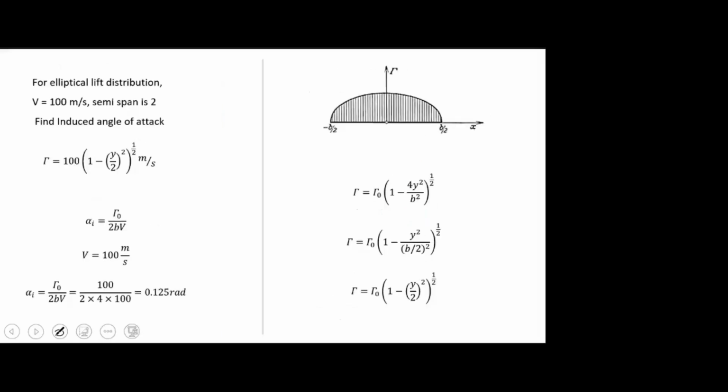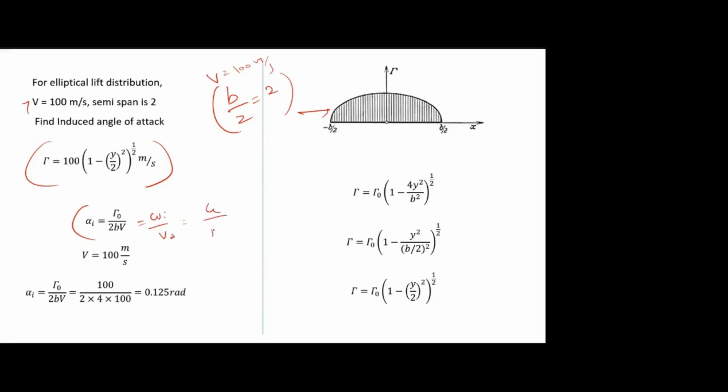Last problem. So here they have mentioned for elliptical lift distribution, velocity is 100 meter per second, span is 2 meter. We have to find induced angle of attack, and they have given the circulation equation also. Okay, so for elliptical lift distribution, they have mentioned the velocity and the semi-span. Span means b, semi-span means b by 2. So b by 2 is 2 meter, velocity is 100 meter per second. The circulation equation they have given. What we have to find is the alpha i.